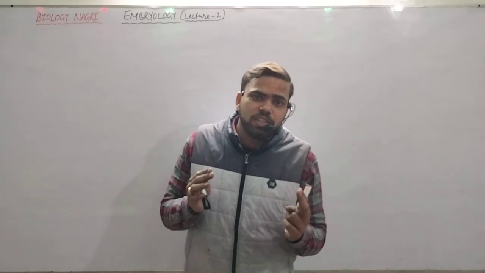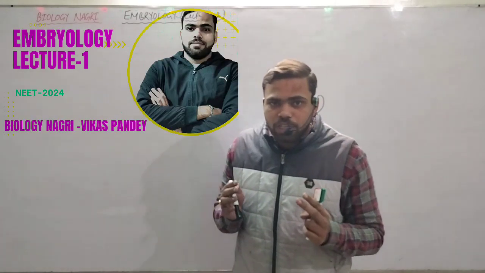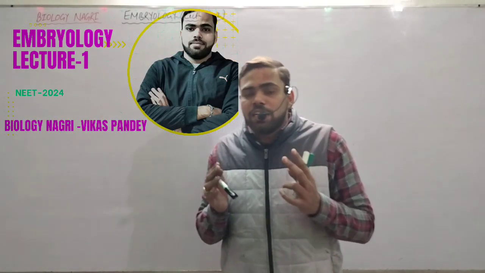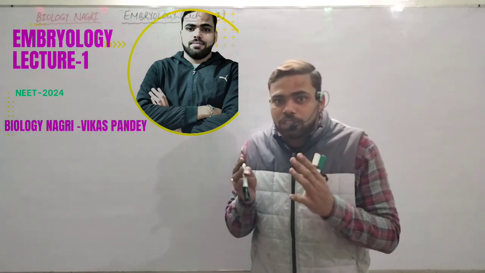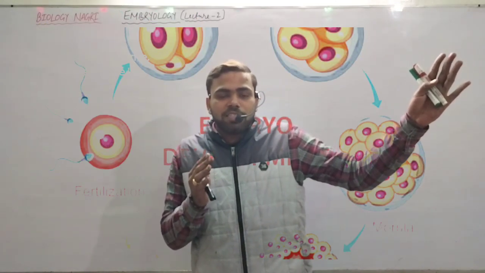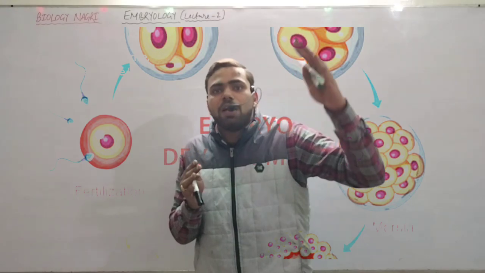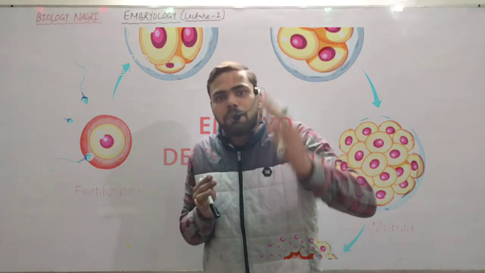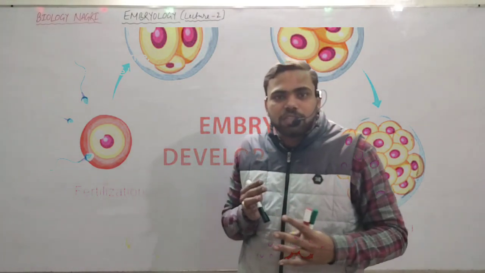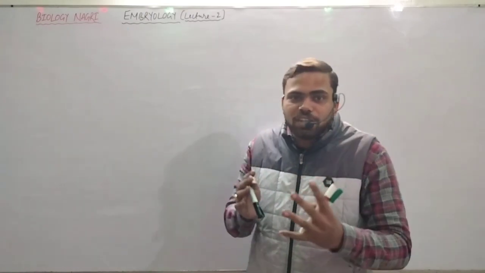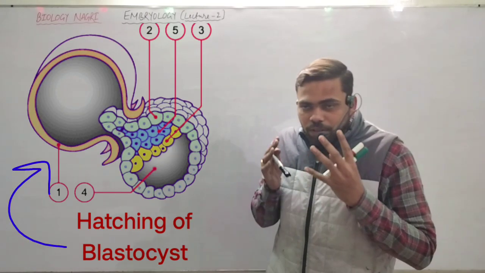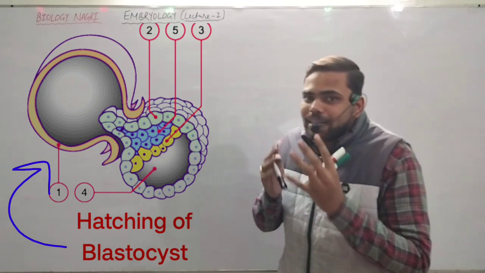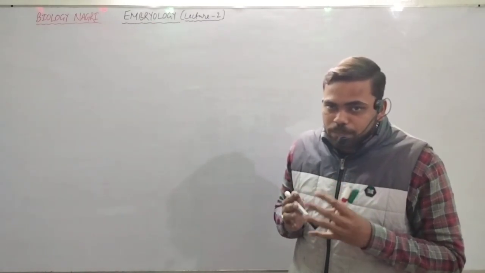We have already studied lecture number 1 of embryology, in which we studied the formation of the blastocyst from the zygote stage. It means the zygote changed into the morula, the morula changed into the blastula, the blastula into the blastocyst, and further there was hatching of the blastocyst. Now, after the hatching of the blastocyst, what happens?